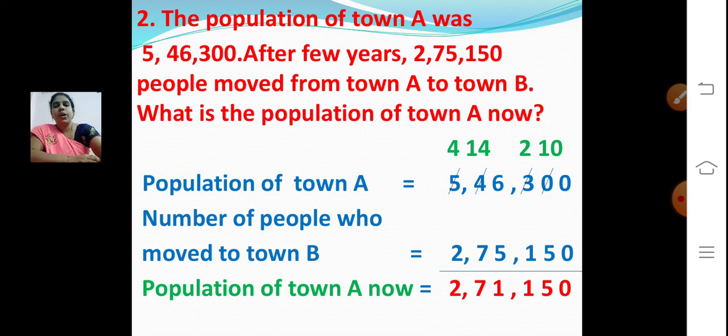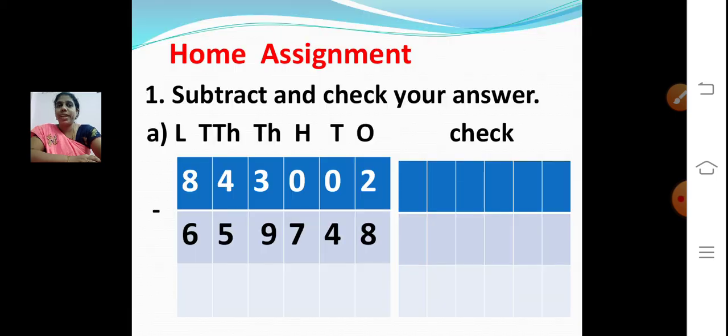Yes. Now practice well all the sums. Then one home assignment is there for you. Subtract and check your answer. You're going to subtract the two numbers and you're going to check. So 8,43,002 minus 6,59,748. You're going to subtract and check the answer.